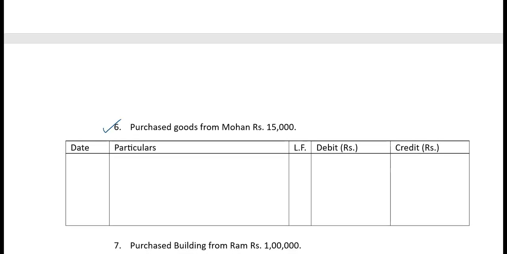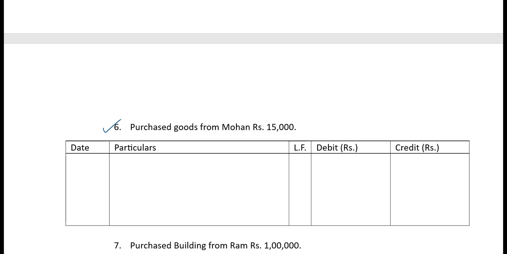Sixth transaction, purchase of goods from Mohan rupees 15,000. So we've purchased goods from Mohan. The name of the supplier is given, Mr. Mohan, and it is not specified that it is for cash. So this is a credit transaction.